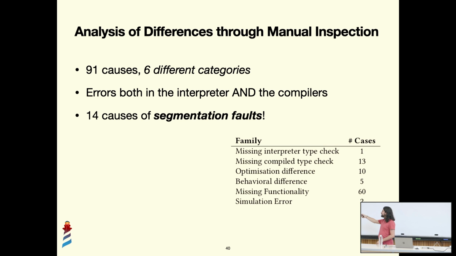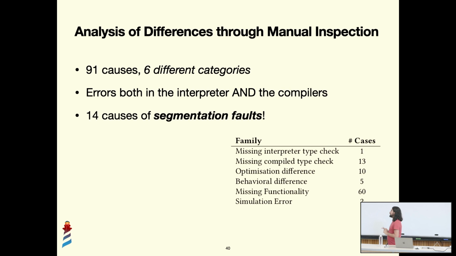Yeah? There were some behavioral differences and some missing functionality and stuff like that. The funny thing is that, if you don't pay attention, you can actually cause segmentation faults when you don't have the type checks. Yes? What do you mean by optimization difference? Optimization should have no consequence on the output, or what kind of optimization?